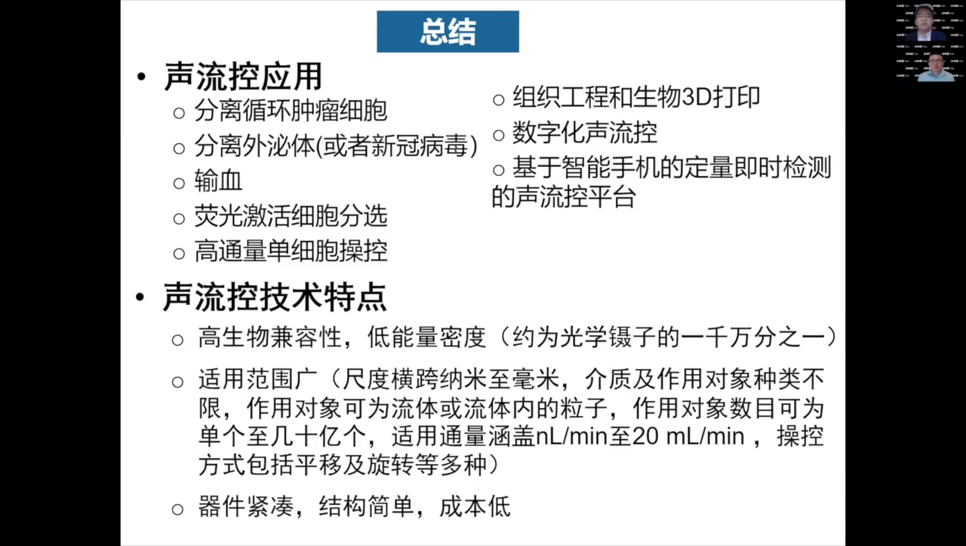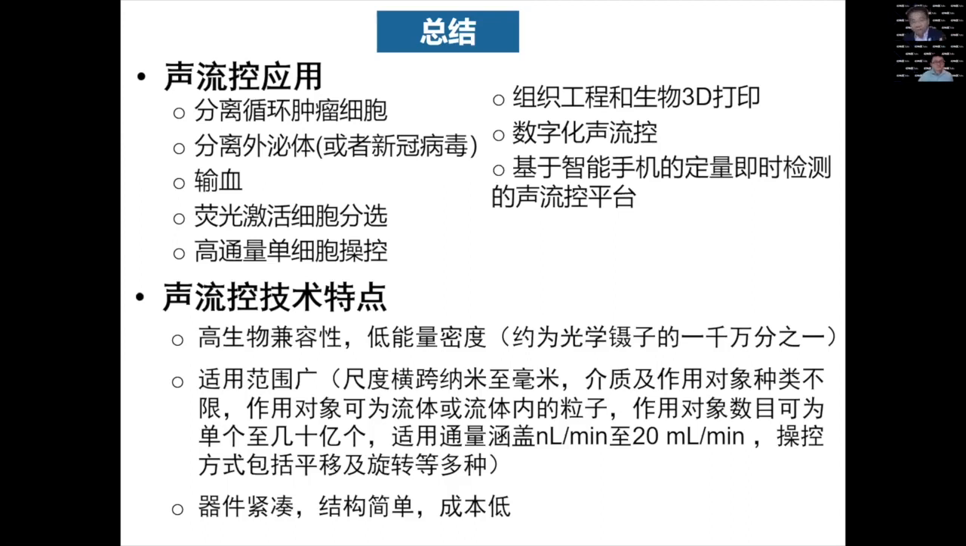So which makes our devices very biocompatible, which we think is a very important characteristic for applications in biology and medicine. And our device is very versatile. We can manipulate particles from nanometer scale to micrometer scale to millimeter scale. And we can manipulate particles within all kinds of biofluids, from aqueous solution to blood to sputum to saliva. And we can manipulate either fluids or particles inside fluids. And we can manipulate a single particle or billions of particles.